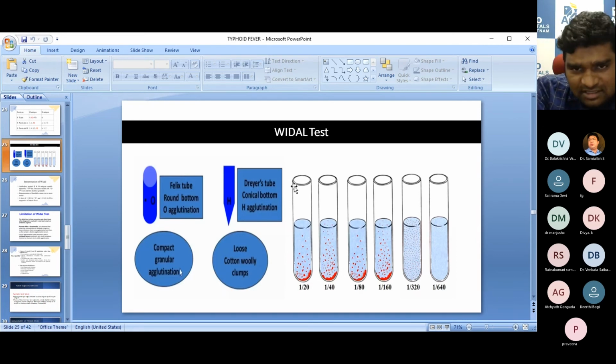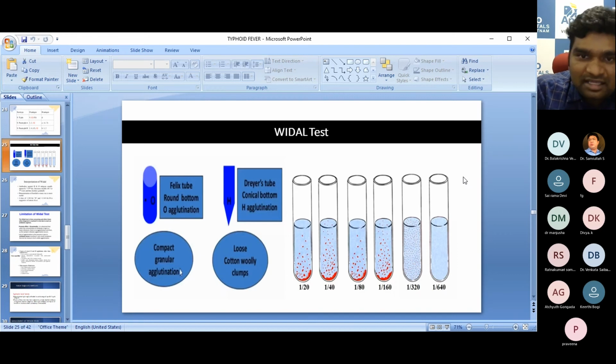Here we can observe the different test tubes in the test. The dilutions will be 1 by 20, 1 by 40, 1 by 80, 1 by 160, and so on. We have to dilute the sera, starting from the lowest dilution, in these test tubes. And if you are testing, for example, with O antigen, the titer should be 1 by 160.